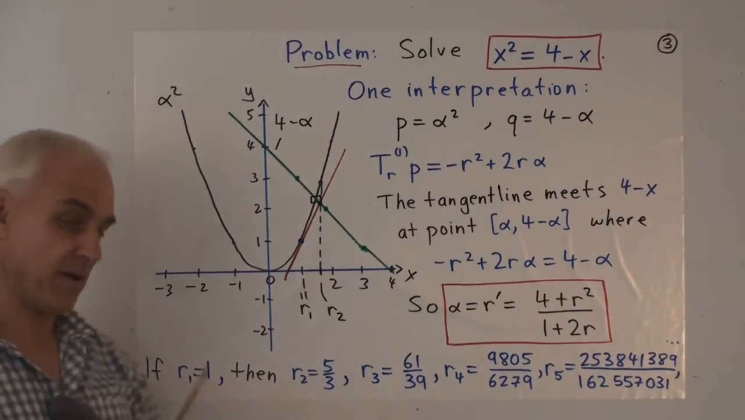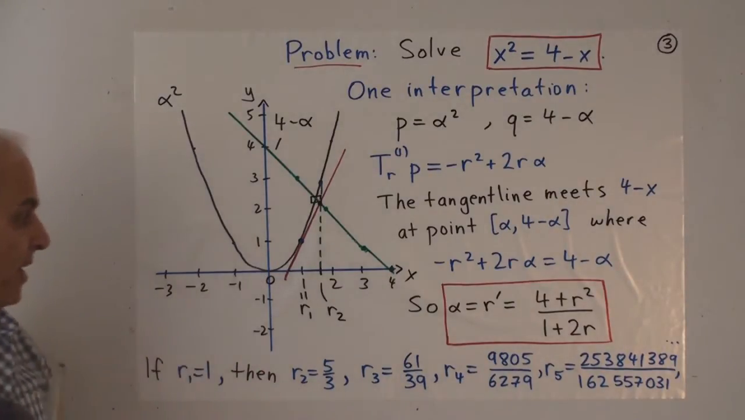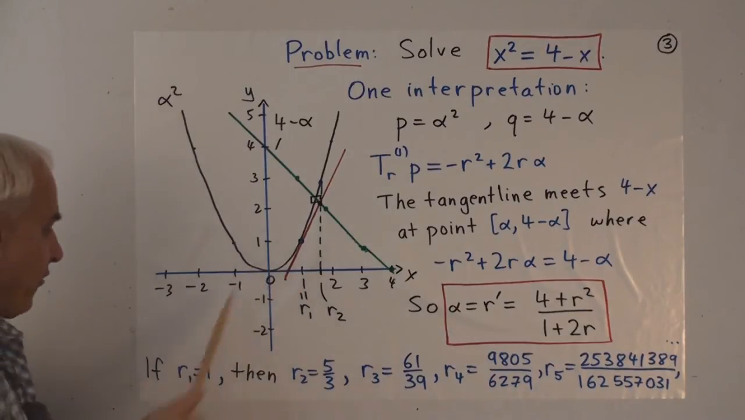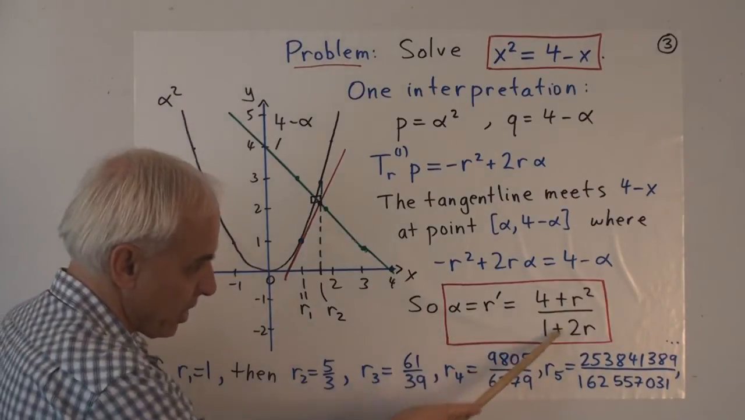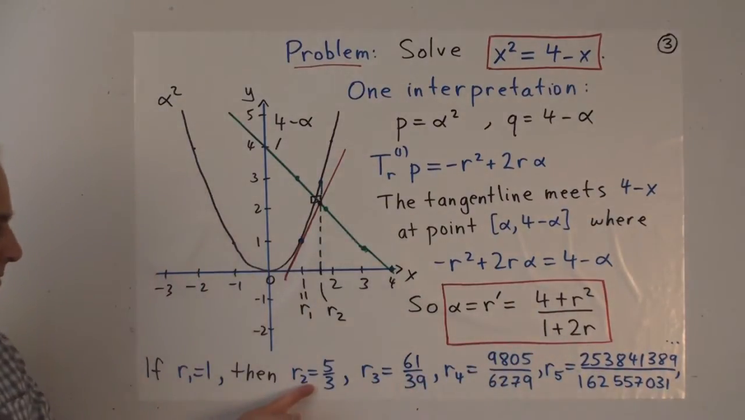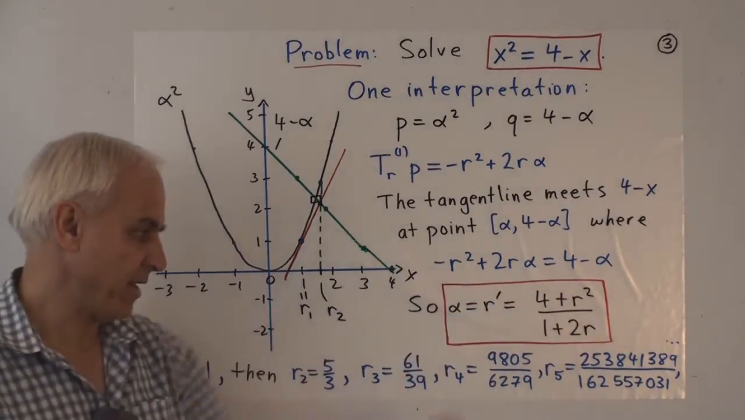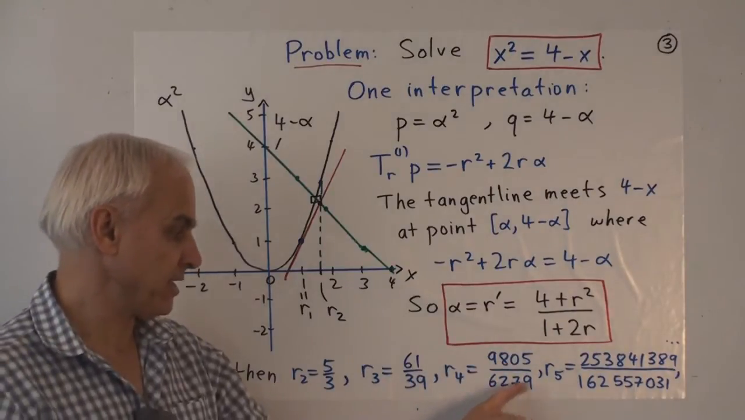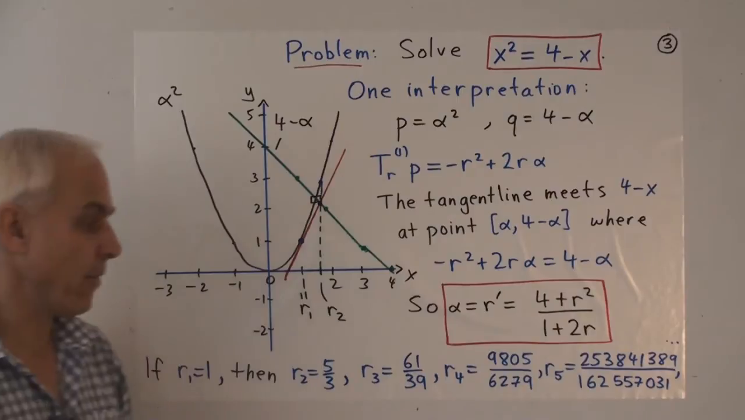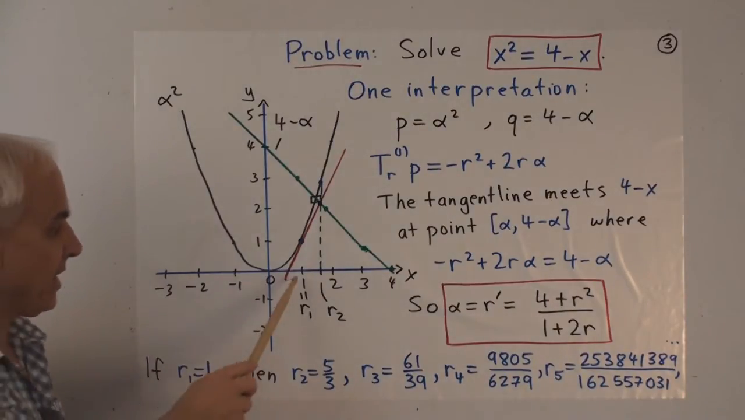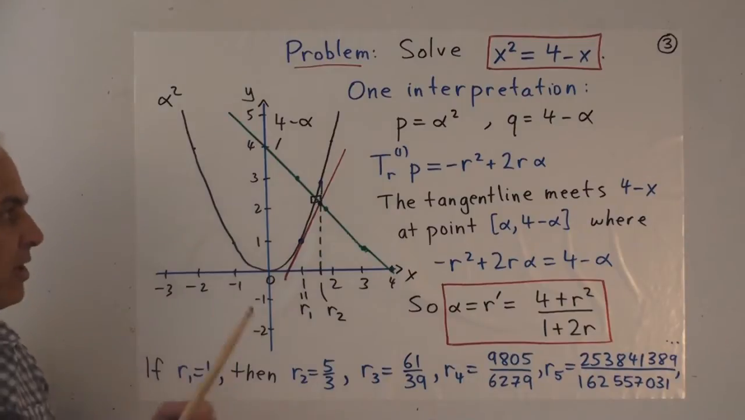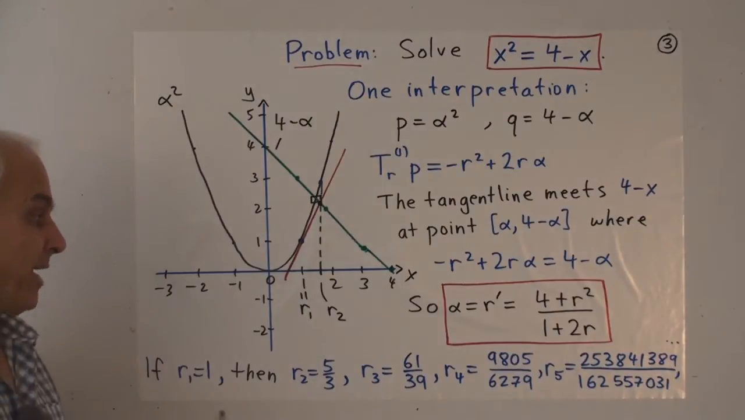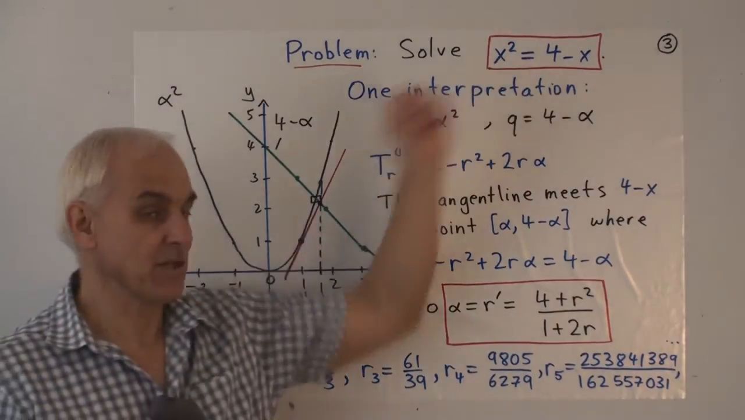So here's one case of a sequence of such approximate values where we start with R1 equals 1. So if R1 equals 1, then at the next stage, if we plug R equals 1 in here, we're going to get 5 over 3. And then at the next stage, when we plug 5 over 3 in there, we're going to get 61 over 39, and then 9,805 over 6,279, and then this number here. And we can keep going. And these R values that we're getting are getting closer and closer to satisfying this equation, although we never actually get a number which satisfies this equation.